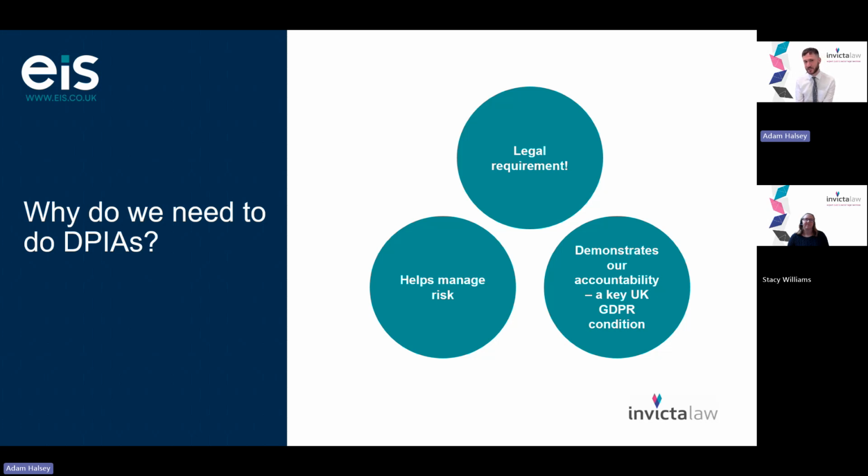Now, that's a key phrase because accountability is something that's threaded through the UK GDPR. And the law says not only do we have to do A, B, C, X, Y, Z on data protection, it also says we need to demonstrate how we've done it and the decisions we've come to. So it helps us demonstrate our accountability.